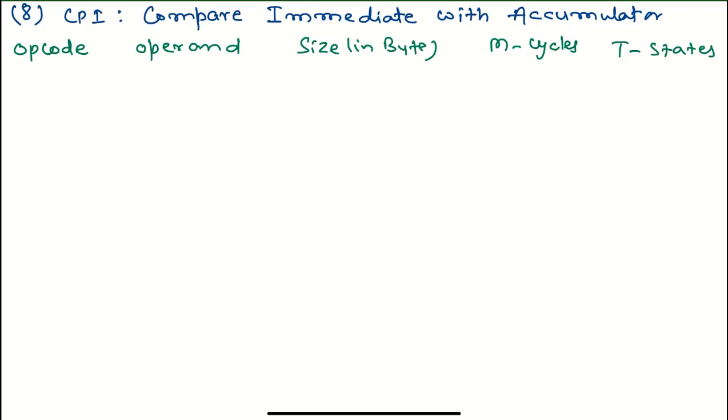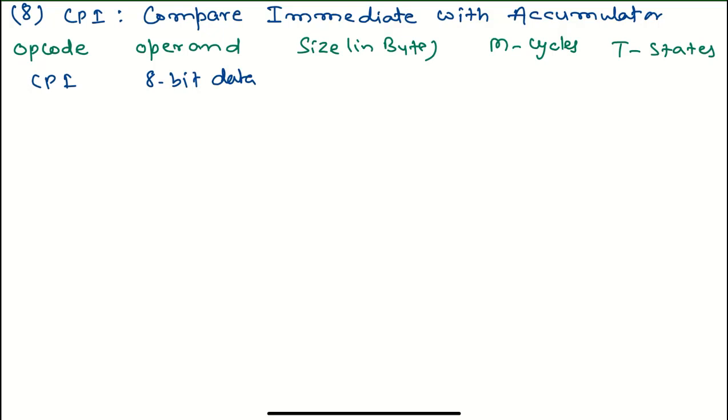So in this video, I'm going to explain the next logical instruction, which is CPI. The meaning of CPI is compare immediate with accumulator. In this instruction, it is going to compare the content of the accumulator with 8 bits of immediate data specified as a part of the instruction. Their opcode is CPI and their operand will be 8-bit data.